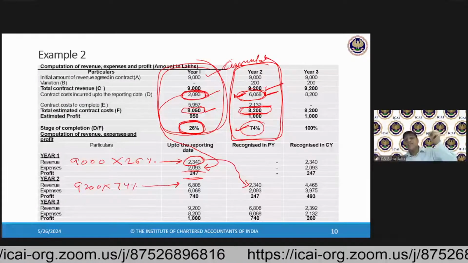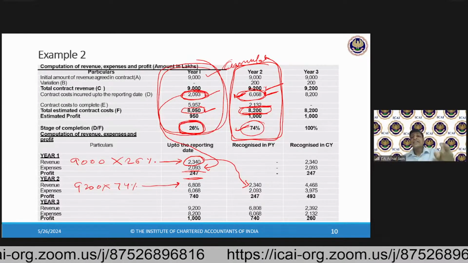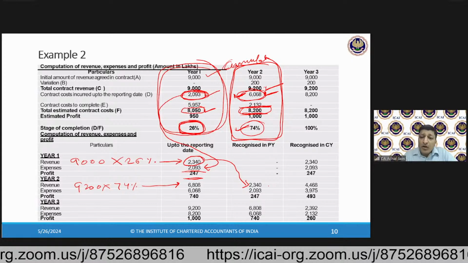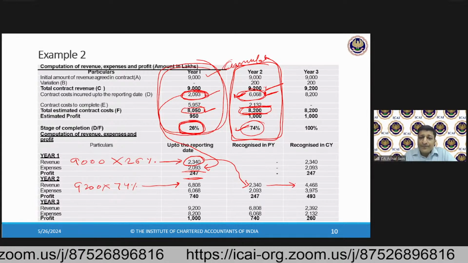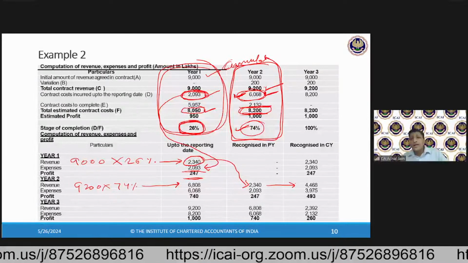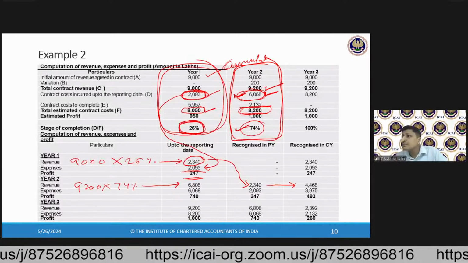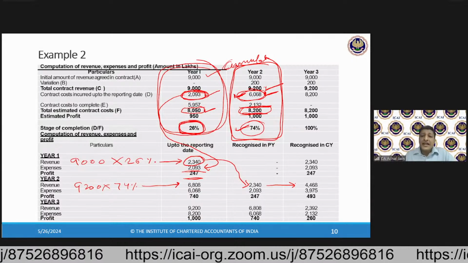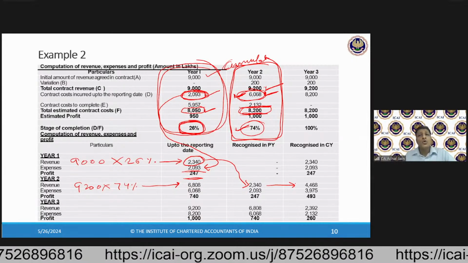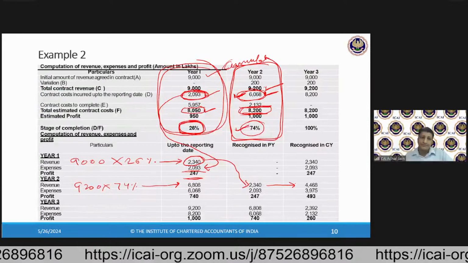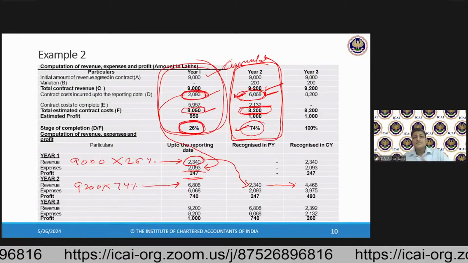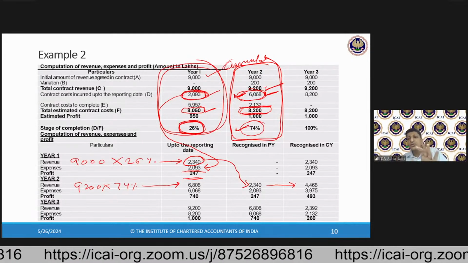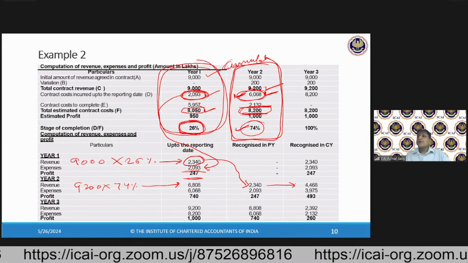So that means in year two, what is the amount of revenue which will be recognized? 6,808 minus 2,340. Okay.